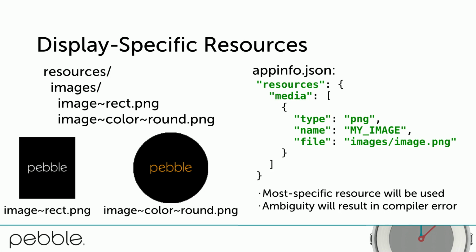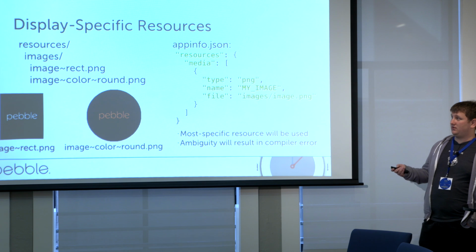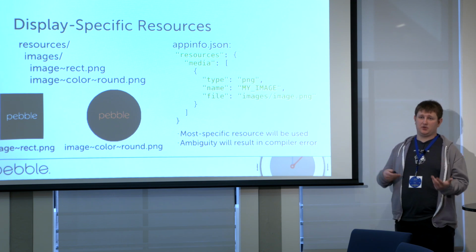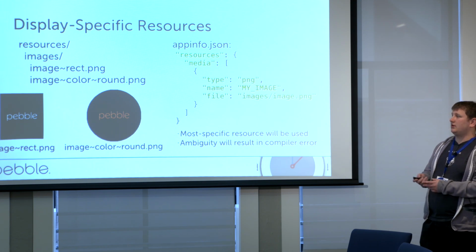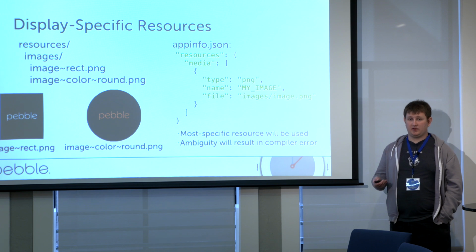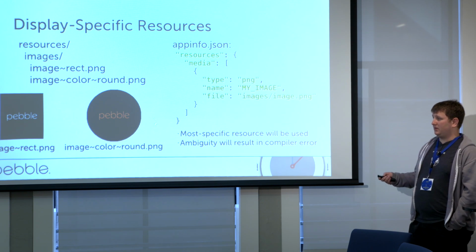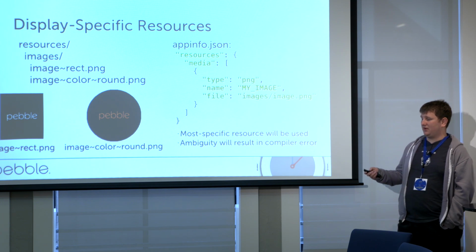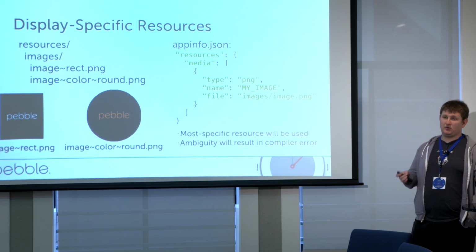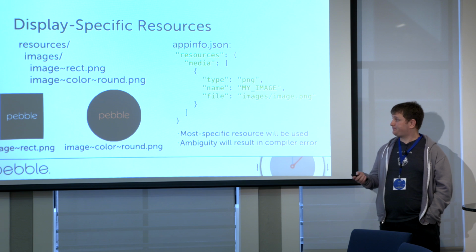And then similar to color-specific resources, we also have display-specific resources. And you can actually combine the suffixes of color, BW, rect, and round to really get very specific with how you want to use each of your resources in your application based on the display shape or color support. So in this example, I have an image tilde rect.png, and that will be used for any platforms that have a rectangular display. And I also have a color and round.png file. And this resource will be specifically used on platforms that both support color and have a round display, which right now is just the Chalk platform.